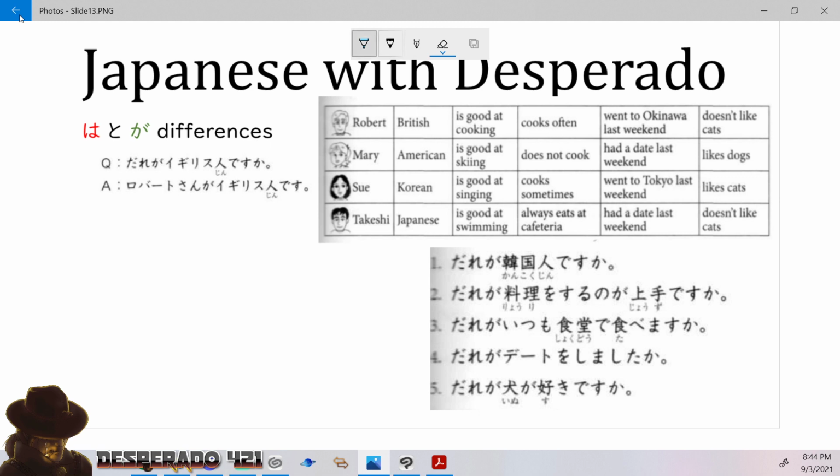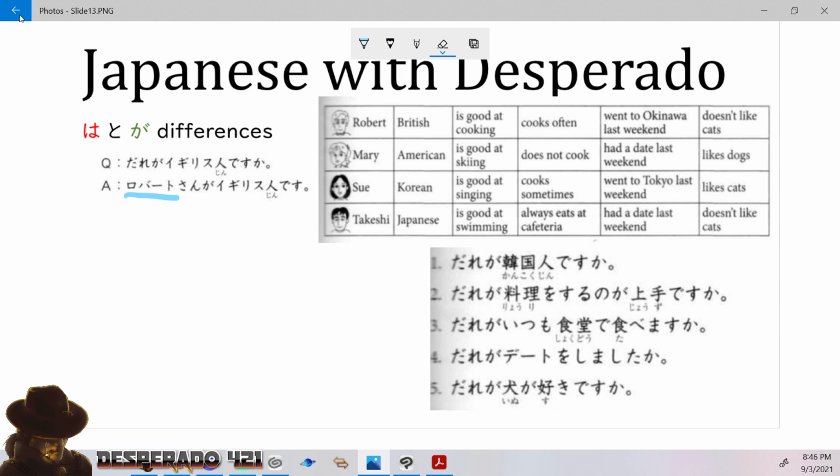All right, Lavitz, let's take a look at the next one real quick here. It says dare ga ryori o suru no ga jouzu desu ka? So it's going to be the answer, which is cooking, right? Yes. And it says good at. Good at, yeah. Which is going to be Roboto-san. You missed a particle. Roboto-san wa. No, nope. ga. So Roboto-san ga ryori o suru no ga jouzu desu. Very good.